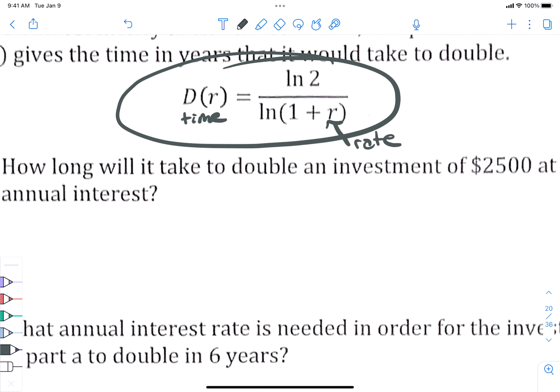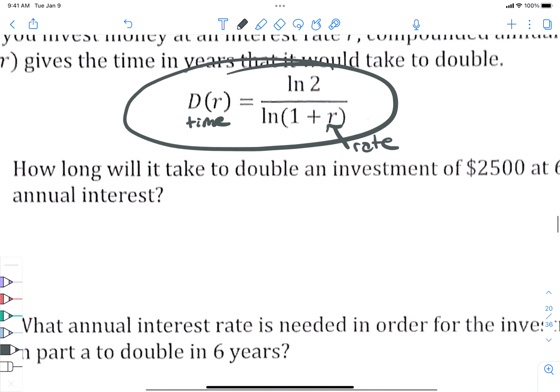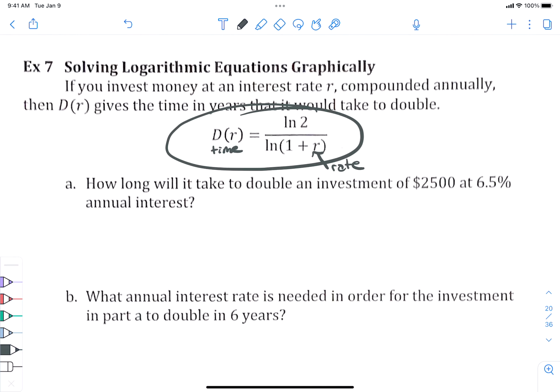How long would it take to double an investment of $2,500 at 6.5% annual interest? What's 2,500? It's P. Where is P located in the ln formula? Why don't we have a P? We don't need it. Why don't we need P? Because we don't care. It does not matter how much.